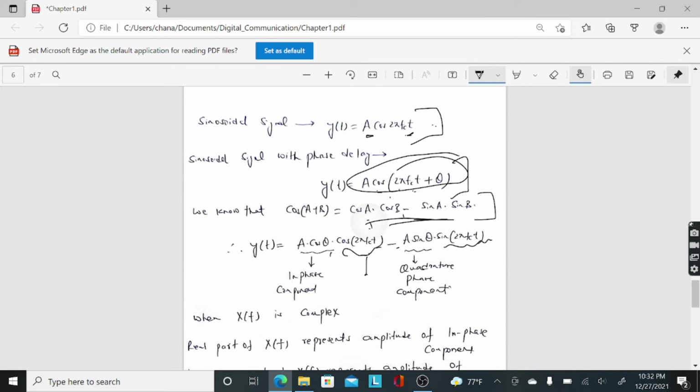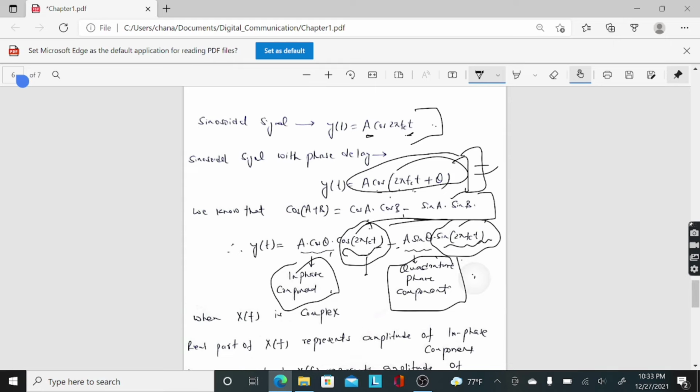So this is my sinusoidal signal with frequency fc with zero phase shift. This part is a sinusoidal signal with the same frequency fc with a 90-degree phase shift. So the amplitude of my sinusoidal signal with zero phase shift is called the in phase component, and the amplitude of the sine signal, which is a 90-degree phase shifted sinusoidal signal, is called the quadrature phase component. So a cos θ is my in phase component, a sin θ is my quadrature phase component. So any signal with a phase shift can be generated using an in phase component and a quadrature phase component.